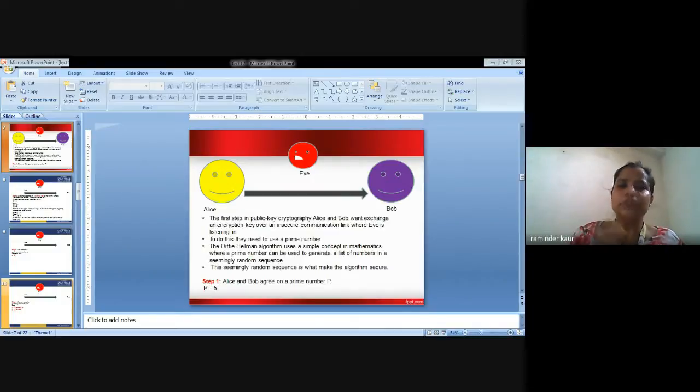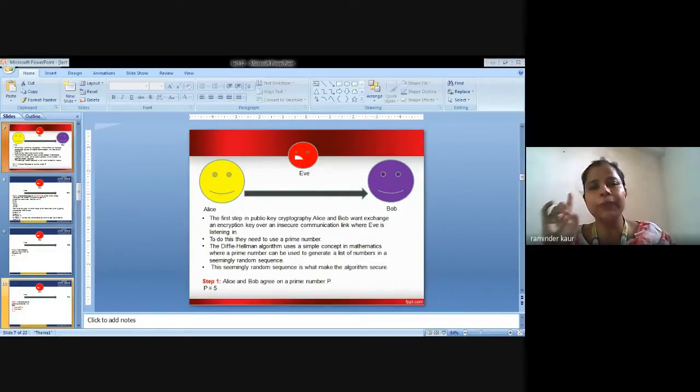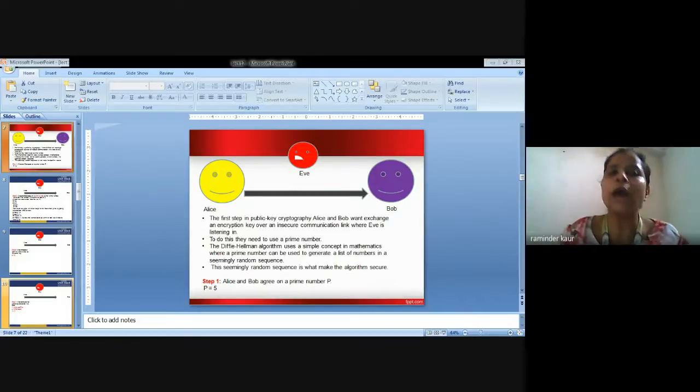For the sake of simplicity and practical implementation of the algorithm, we are supposed to consider only four variables. One is the prime number P and G, which is a primitive root of P, and two private values A and B. So these will be taken into account. Next, P and G are both publicly available numbers.